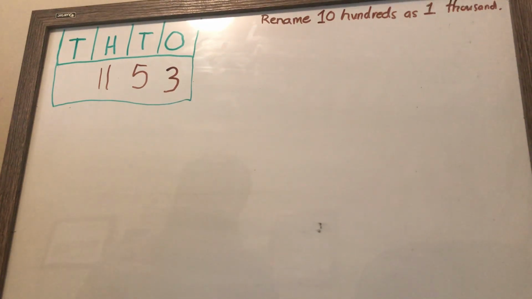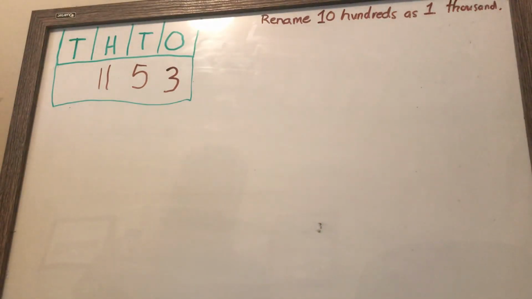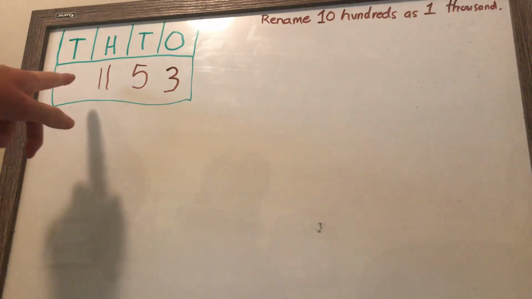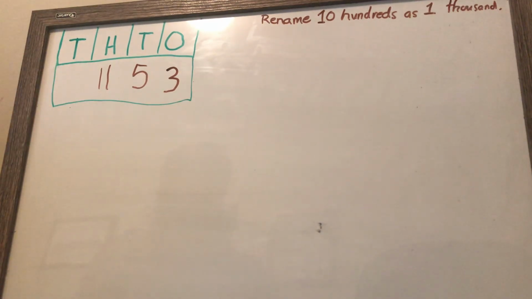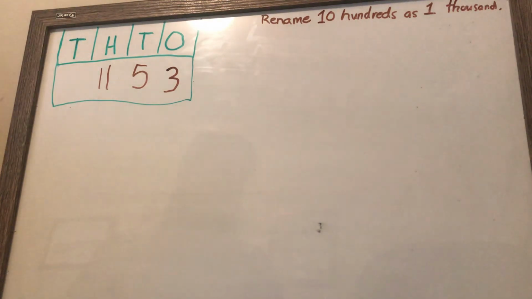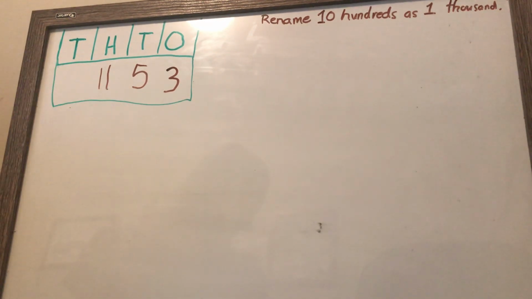Today's lesson for math is lesson 149, where we will be renaming 10 hundreds as 1,000. Over here I have a place value chart and I have a number in that place value chart. So I have my ones, tens, hundreds, and thousands. Now, first off, how many ones are there? There are 3. Do we need to rename 3?